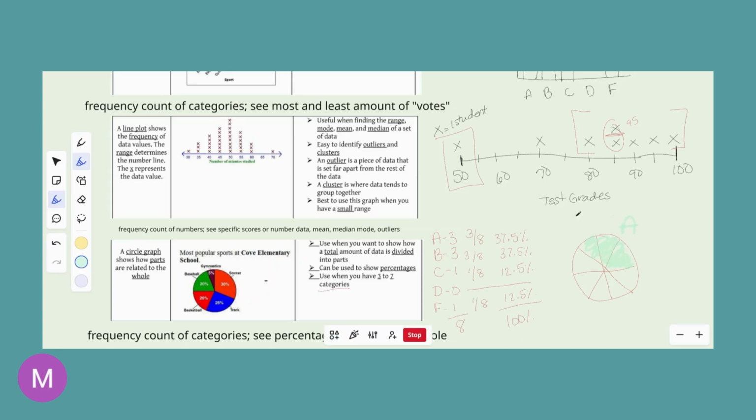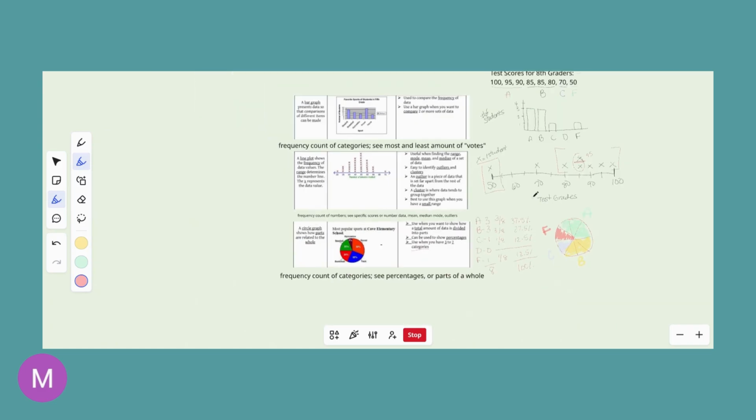got A's. I'm going to be pretty lazy in this. 3 of them get B's. We had 1 student out of the 8 to get a C. And then we had 1 student get an F. Okay. And then you could list out your percentages in there as well. All right. So that is showing the same data 3 different ways.